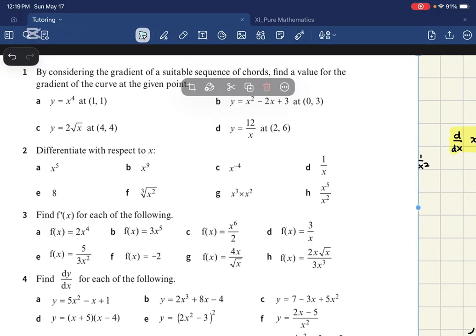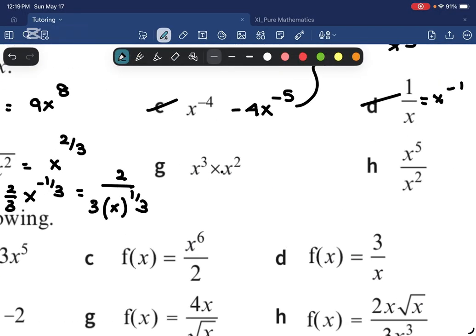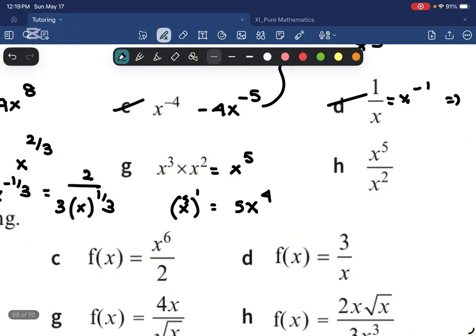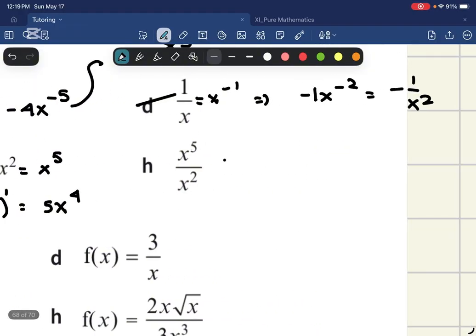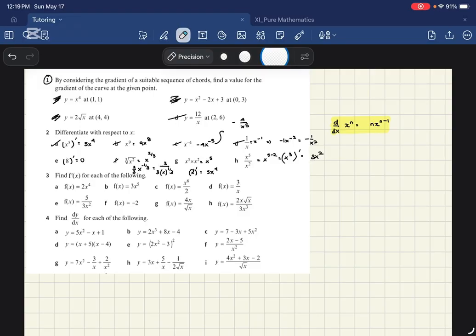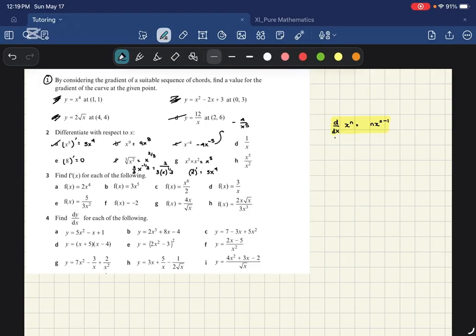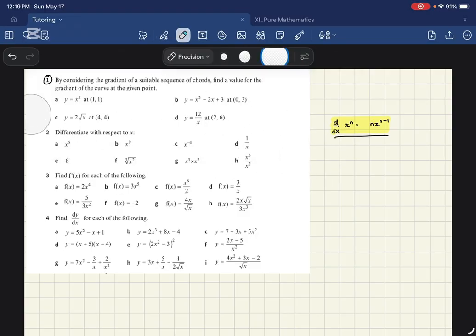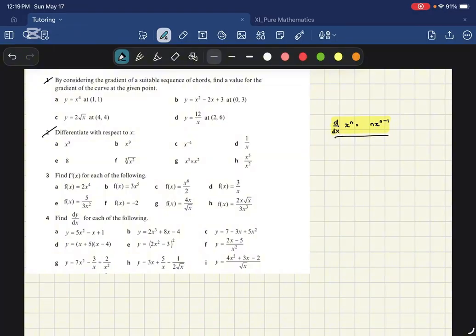For g, remember, x to the power 3 times x to the power 2 is just x to the power 5. And if you differentiate x to the power 5, you get 5x to the power 4. And x to the power 5 divided by x squared, that is just x to the power 5 minus 2, x cubed. And if you differentiate this, then you get 3x squared, right? You bring 3 to the front, x squared. All right, so we're done with 2. And remember, all we're using is this formula. Done with 1, we're done with 2.